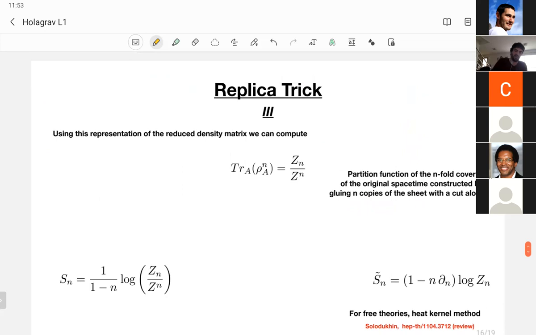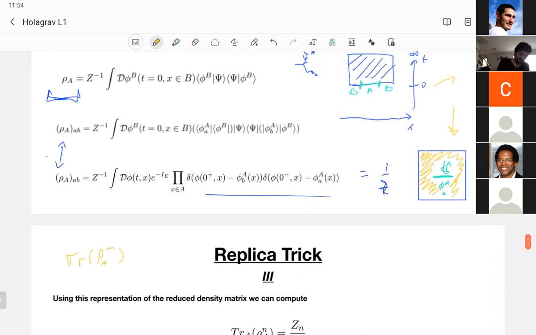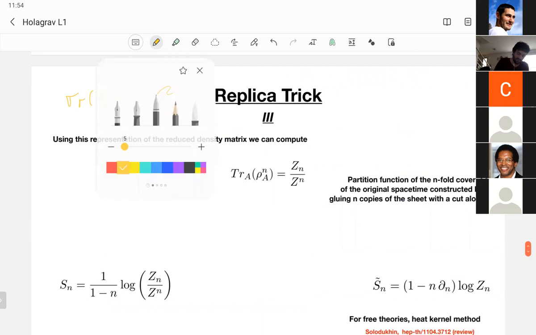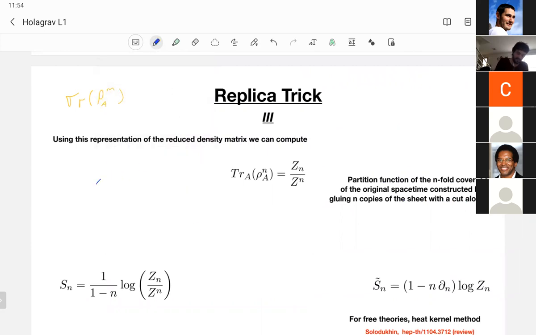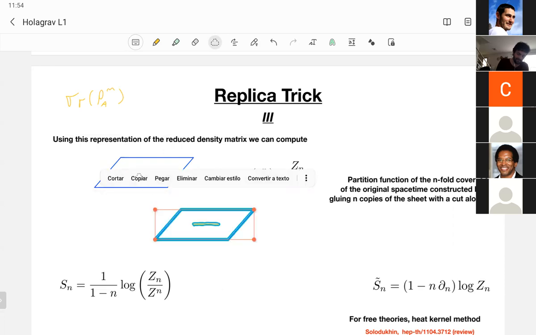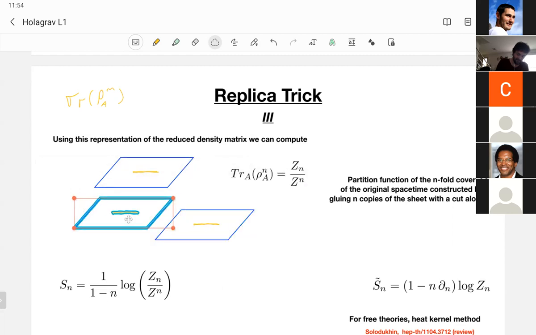So now you have matrix elements of the reduced density matrix, then you can compute the trace of rho to the n. You can do it by just contracting indices, as you do with a matrix. And then what you obtain is a spacetime that is like this one. You are doing n copies of this system, of this region. You have n copies.